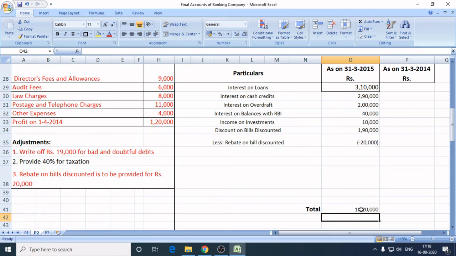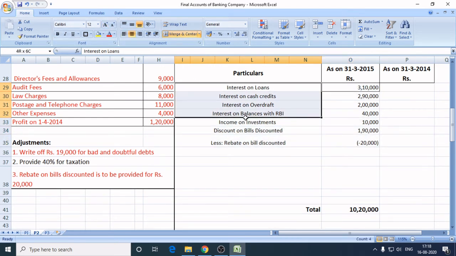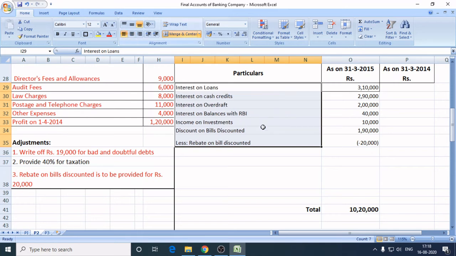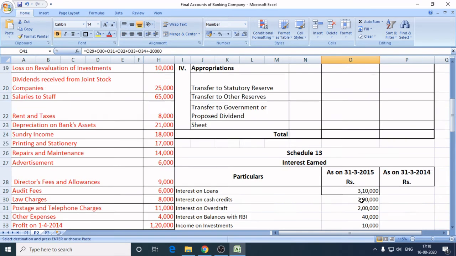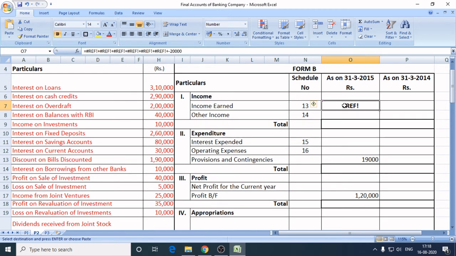So this is the total of schedule number 13, and I'll copy and paste that figure in form B next to schedule number 13 under the current year column. 10 lakh 20,000 rupees is the total of income earned.